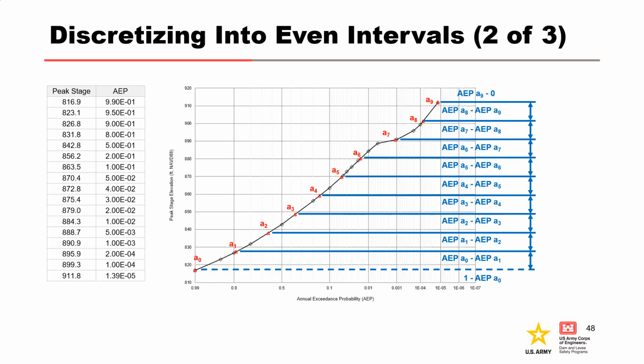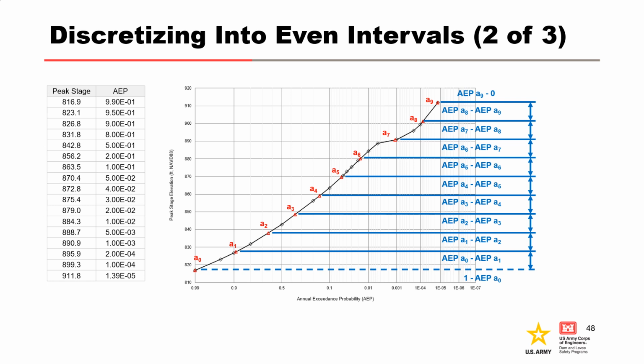Here's where you will want to start using the Module 2 example spreadsheet that I mentioned earlier to help you follow along. We were given a stage frequency curve with the data shown in the table on the left. On the plot to the right, the black diamonds correspond to the stage annual exceedance probability, or AEP, points that are shown in the table. We are going to discretize into even intervals.